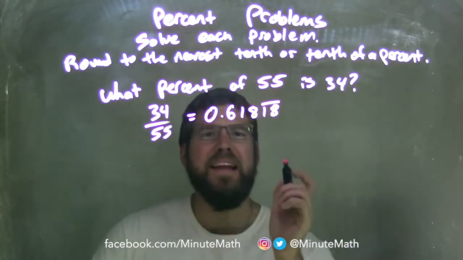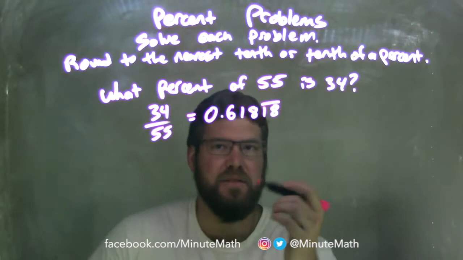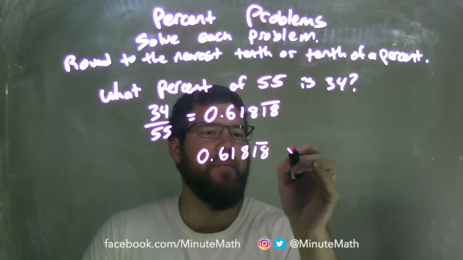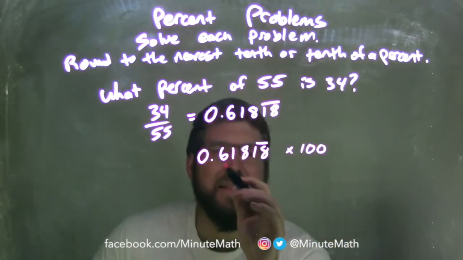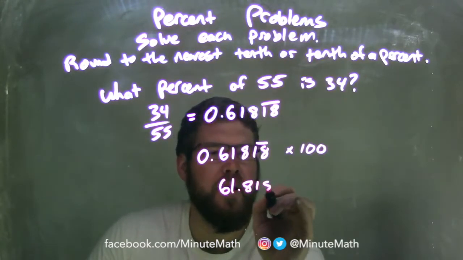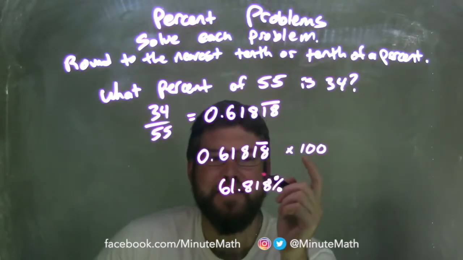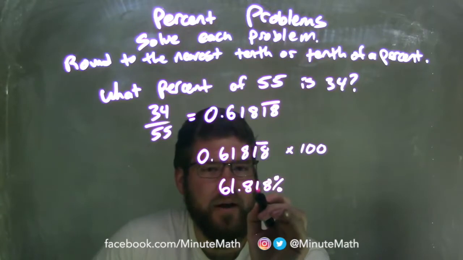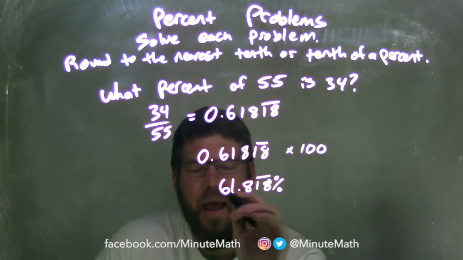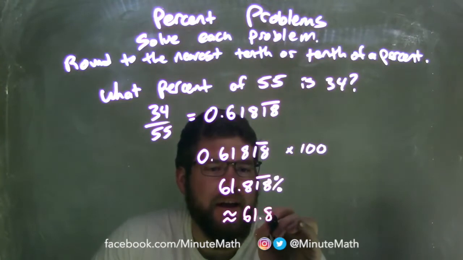So we need to take that number and convert it to a percent. I'm going to take the 0.61818 repeating and multiply that by 100. I really just move the decimal over 2 units. So I have 61.818%. But now I need to round that because they say round to the nearest tenth. So I look at the 8. The 8 looks to the right at the 1. The 1 causes the 8 to round down and stay at 8. And so our final answer is approximately 61.8%.